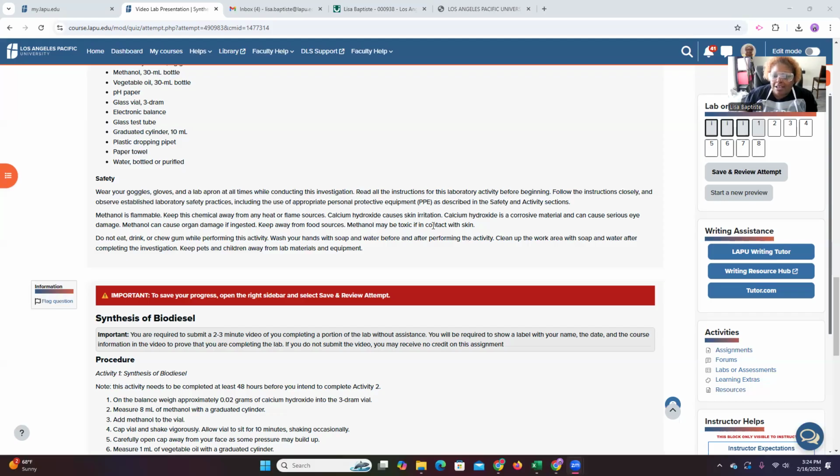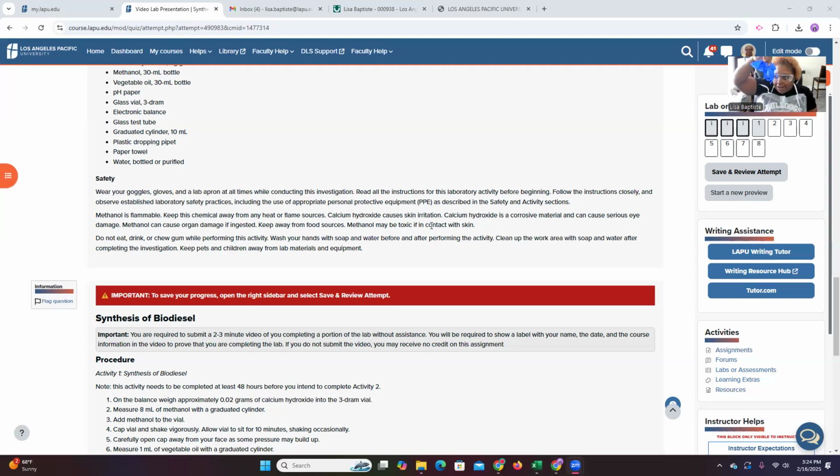Calcium hydroxide causes skin irritation. That's because it is a strong base. I don't know if you've ever heard of lye, but lye is also a strong base. That's sodium hydroxide, and it causes irritation of the skin. It burns your skin. The same thing with calcium hydroxide.